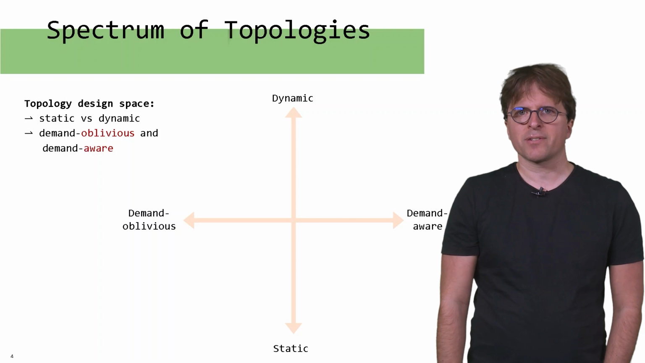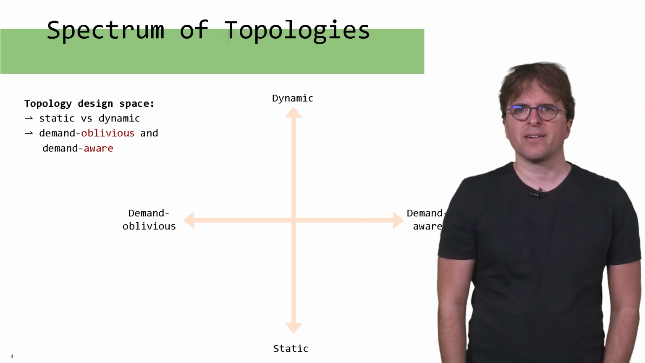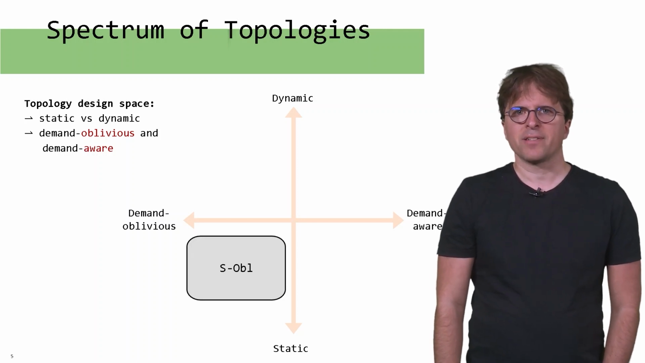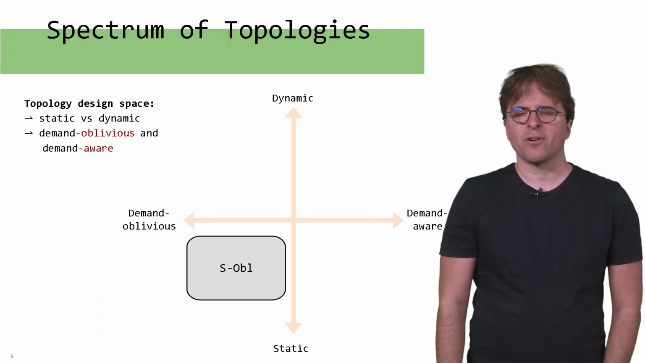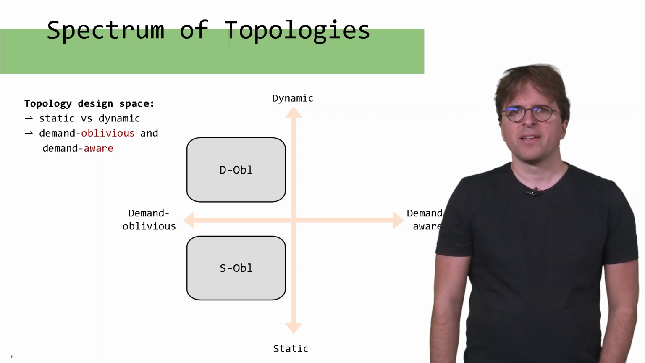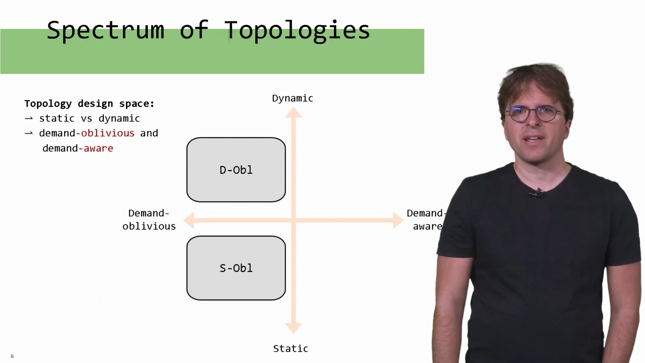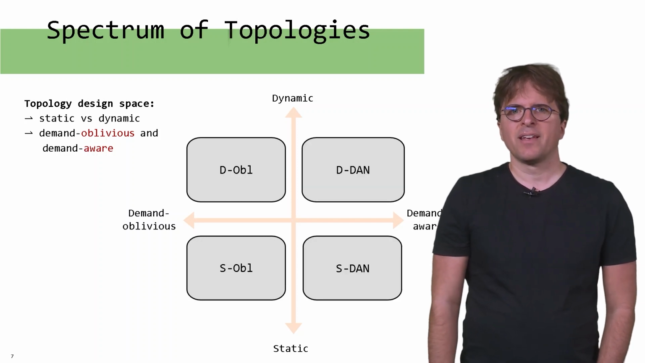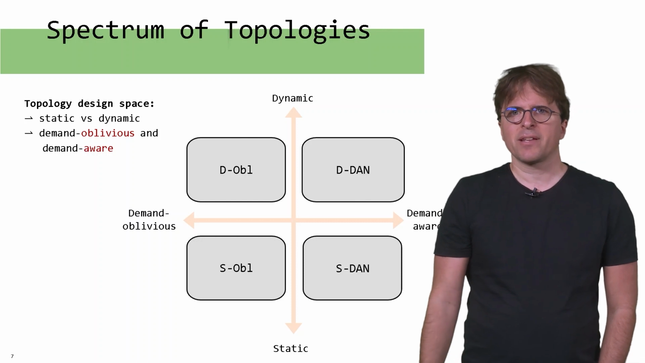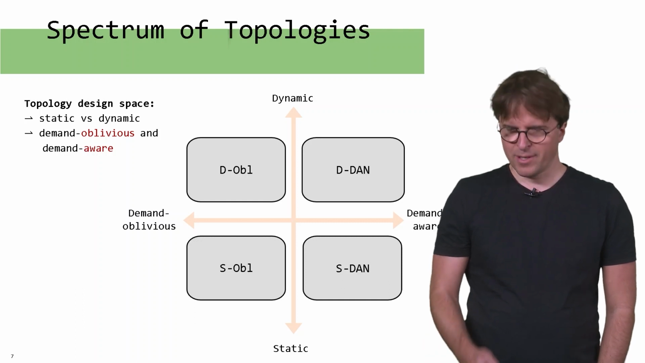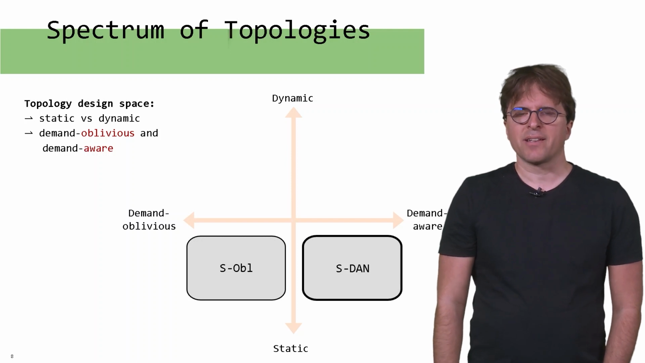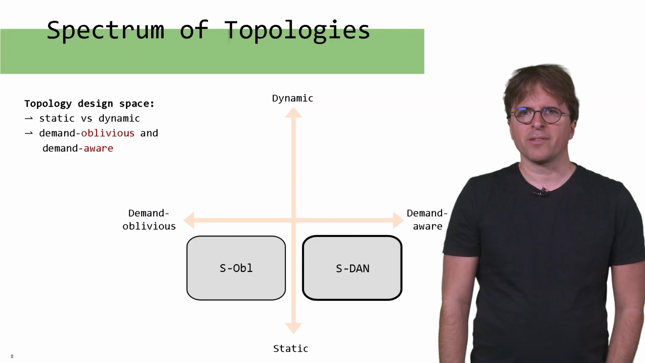So for each of these corners, there is a possible design justification. On the lower left, we have a demand oblivious static network. We call this S-obl, static oblivious. Then in the upper left, we have demand oblivious but dynamic networks, so we call this D-obl. And then we have dynamic demand-aware and static demand-aware networks. So these are four possible design choices. And let's start with the static designs, and in particular the static demand-aware networks.